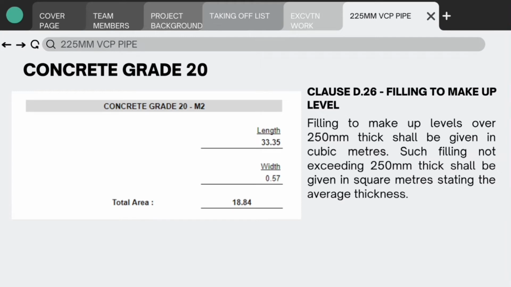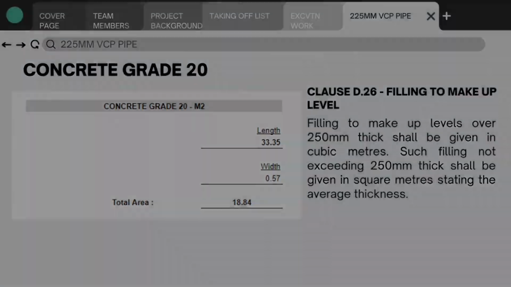To calculate the concrete grade 20, the length will be taken from excavation work, which is 33.35. The width will also be taken from the excavation work, which is 0.57. So the total area is 18.84. Concrete grade 20 shall be given in accordance with clause D26. Filling to make up level over 250 mm thick shall be given in cubic meters. Such filling not exceeding 250 mm thick shall be given in square meters, stating the average thickness.